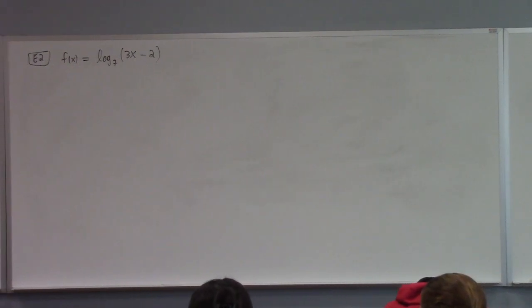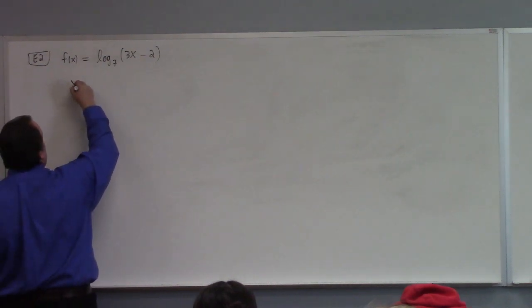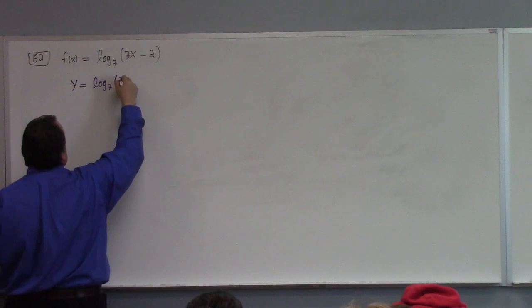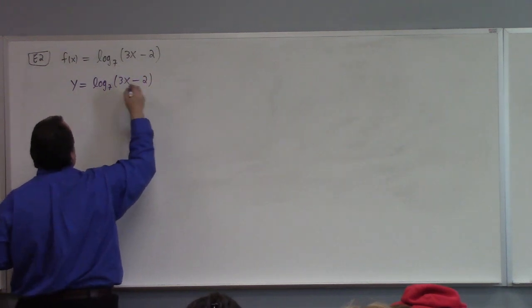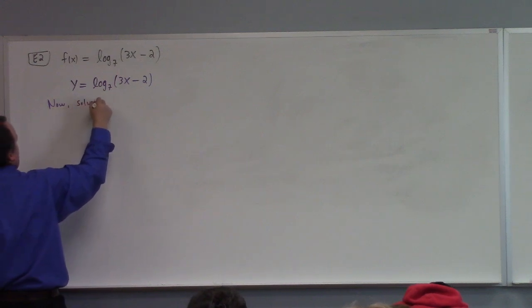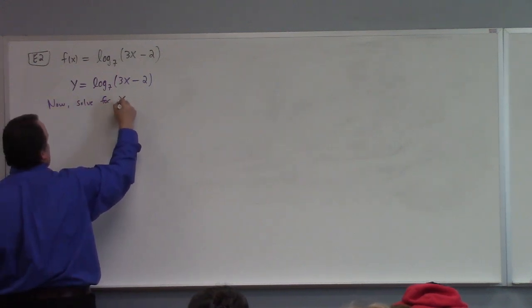And how do we do it? The same way we did the previous example, all right? First of all, we write y equals the formula, and then we solve for x. So we'll start by writing y equals log base 7 of 3x minus 2. So now solve for x.